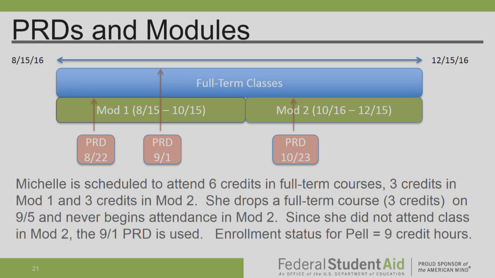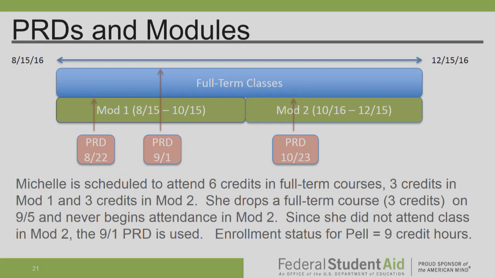Let's take a look at Michelle. Now, Michelle is scheduled to attend 6 credit hours in a full-term course. Same thing, 3 credit hours in Mod 1 and 3 credit hours in Mod 2. Full-time, just like I said at the very beginning. But in this case, she drops the full-term course, right, 3 credits on 9/5. Look at that. And never begins attendance in Module 2. So what happens here?